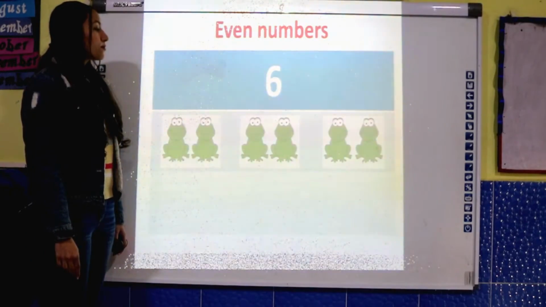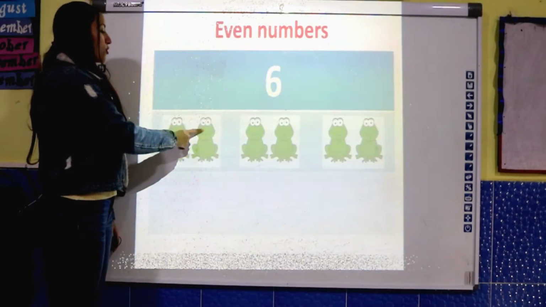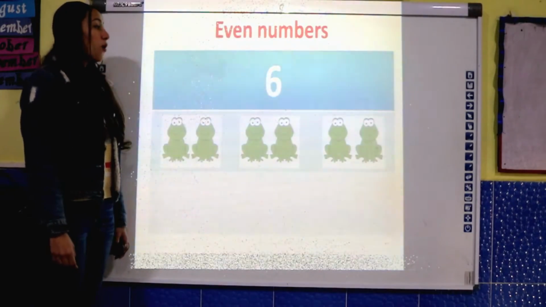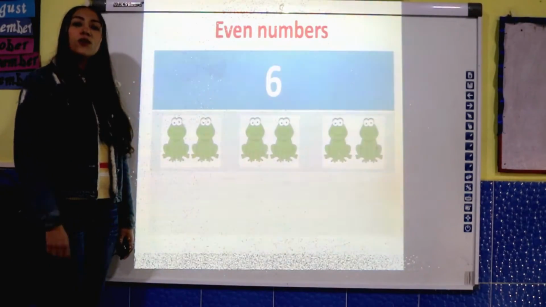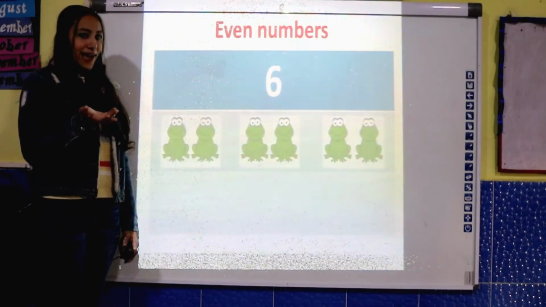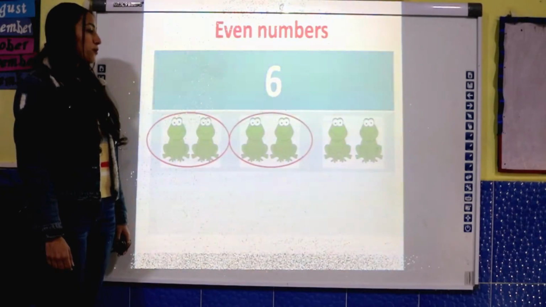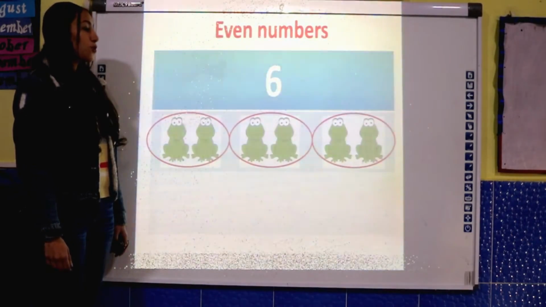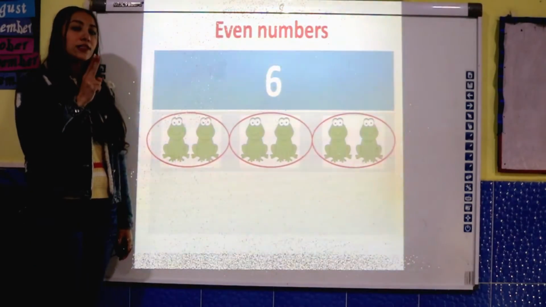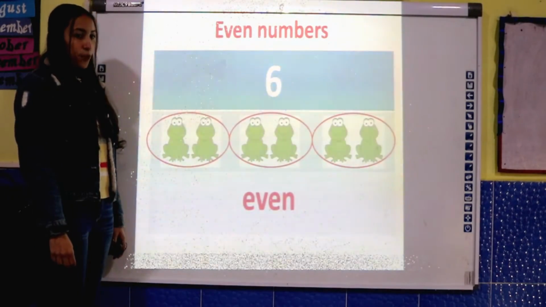Another one. What is this number? Yes, number 6. Let's count. 1, 2, 3, 4, 5, and 6. Now I have number 6 and I want to know if it's an odd number or an even number. How could I know? Yes, let's make groups of 2. I have a group of 2 here, another group of 2, and another group of 2. All the frogs are happy because each one has a partner or a friend to play with. So number 6 is an even number.